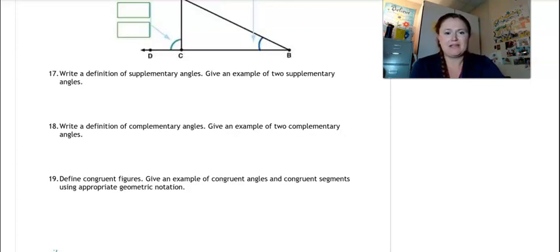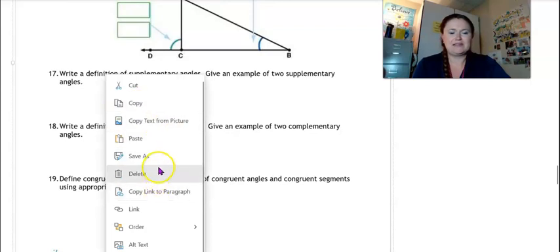Today, what I want to do is go over the definition and the application of supplementary and complementary angles. So if you are following along on the student activity sheet, we're still in student activity sheet 2, questions 17 and 18. But I also want to show the Agile Mind slide, which you can access yourself as well by going to the Agile Mind website.